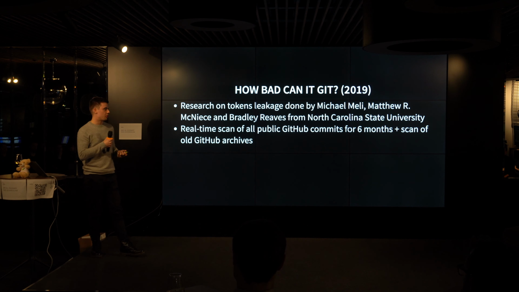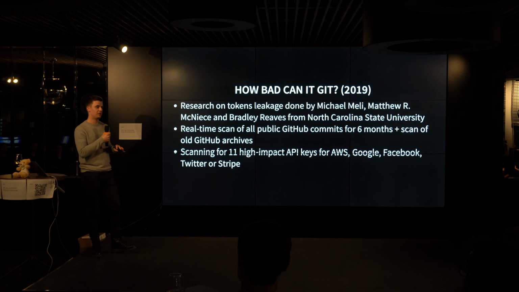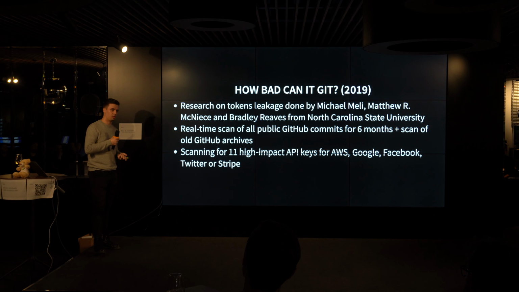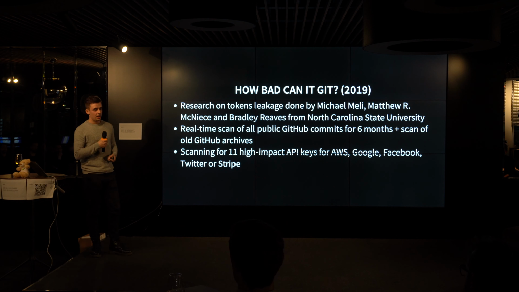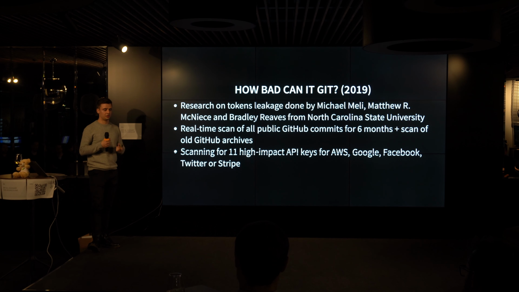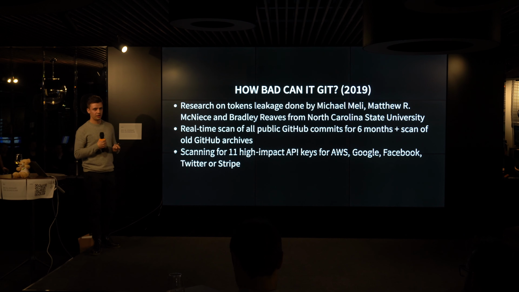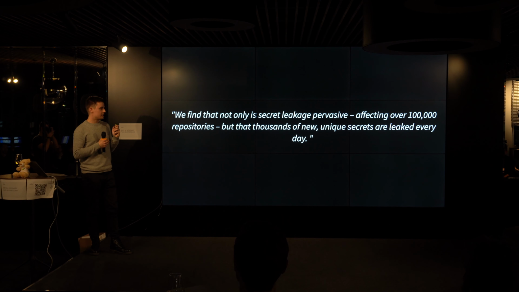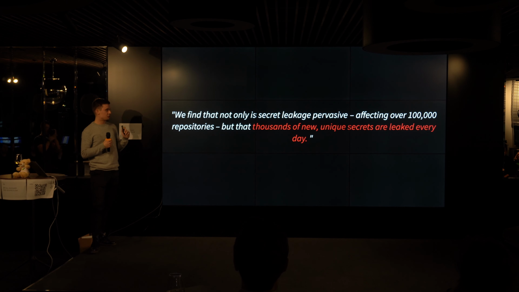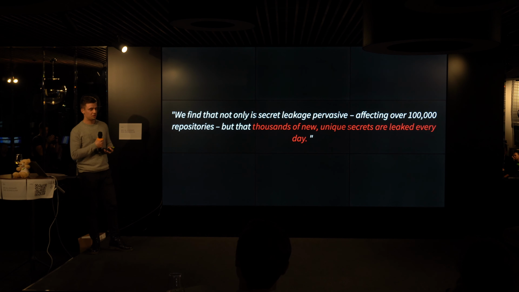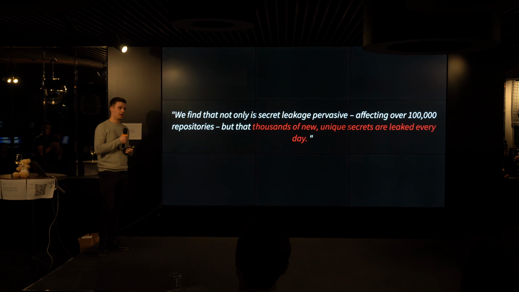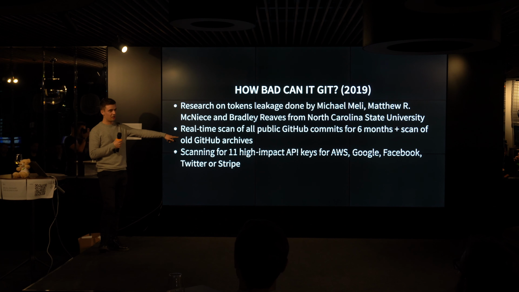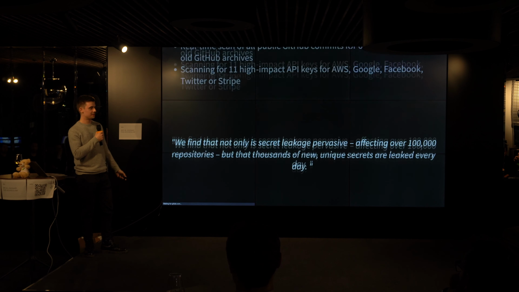They were looking just for very specific 11 high-impact API keys for services such as AWS, Google, Facebook, Twitter, or Stripe. And they developed a system which was also triaging the validity of their findings. So they were really able to tell with confidence that this token is valid and has these permissions. Their findings were quite, I wouldn't say surprising, but scary, because they found that there are thousands of new and unique secrets leaked every single day. And we are speaking only about these 11 high-impact API keys, not about the hundreds which are not scanned.